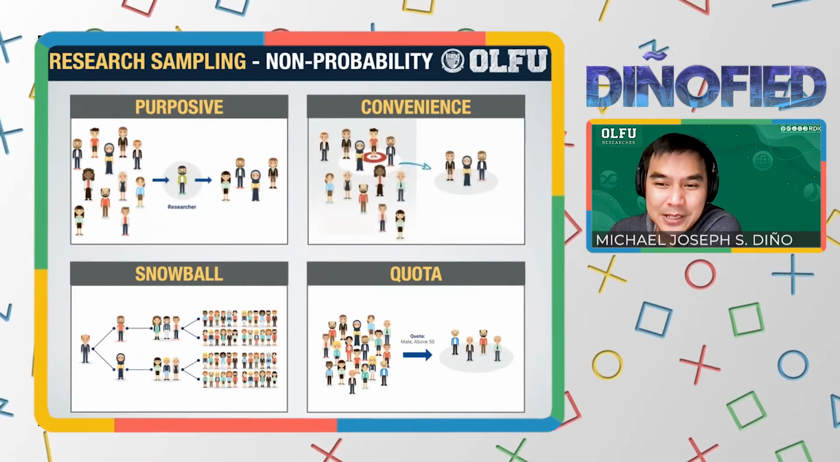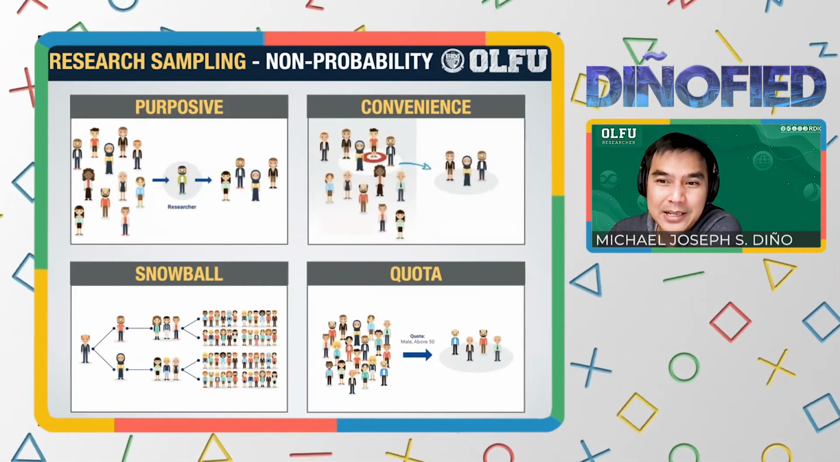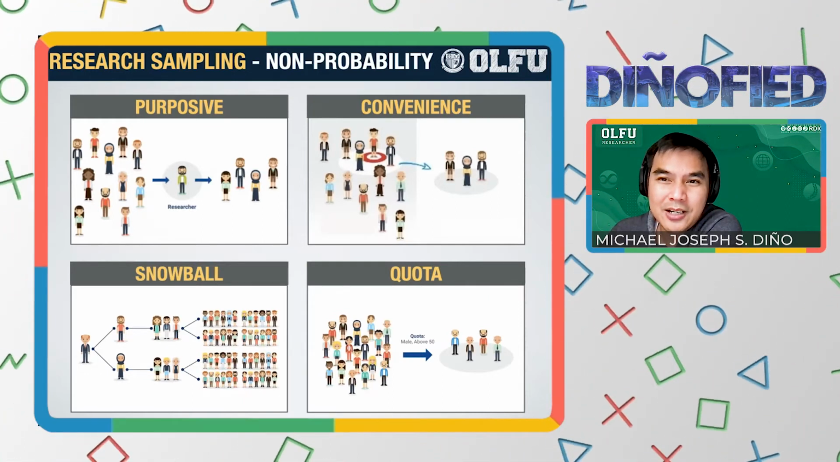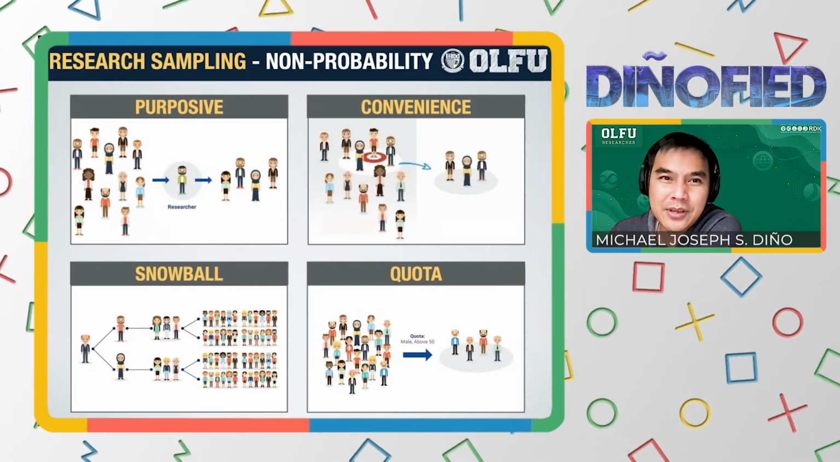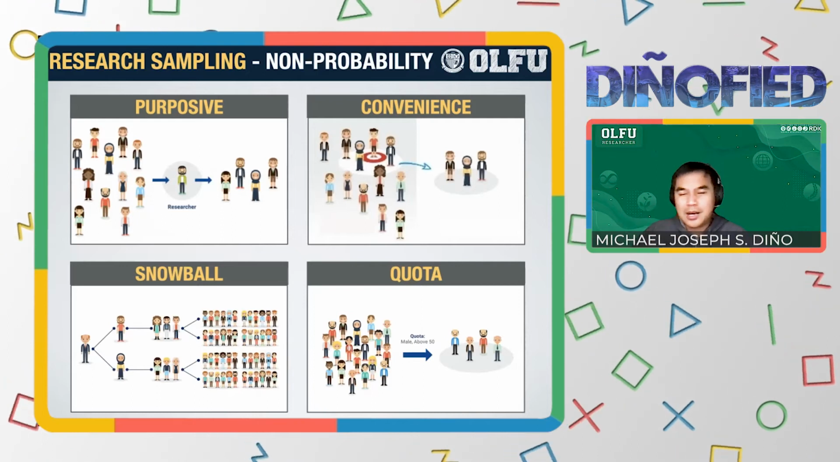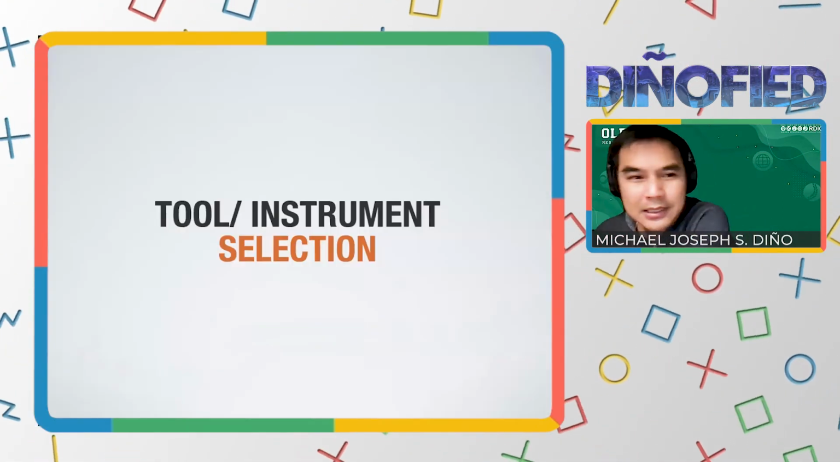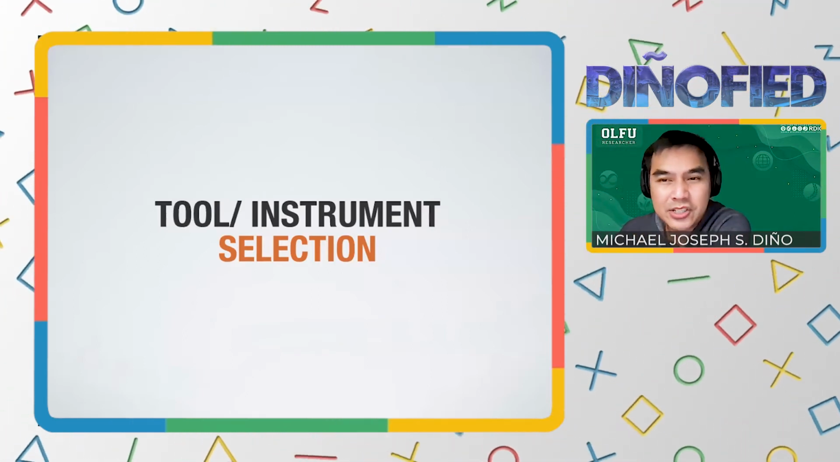So what are the two types again? The first one is probability or randomized. And the second one would be non-probability or non-randomized. Which one is better in quantitative research? You have your probability sampling because you are randomizing. So at this point, let us now take a look at your tool and research instrument.